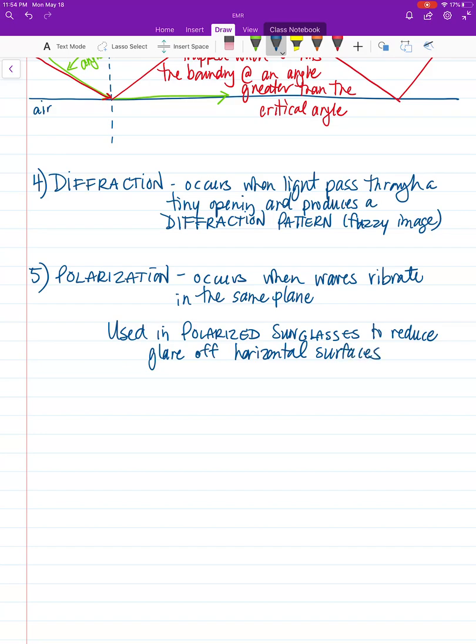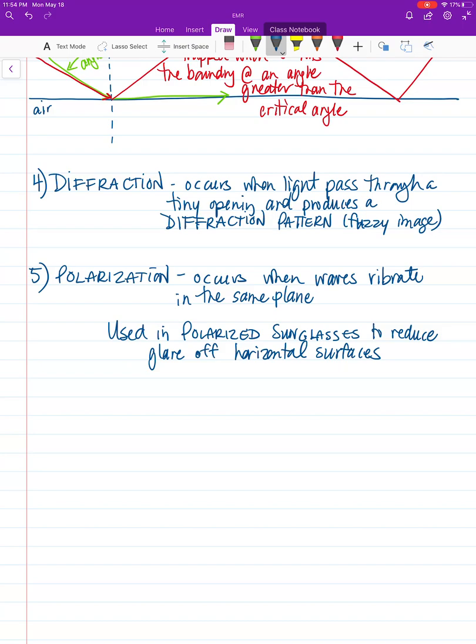And so First Nations in the north, they would create their own polarized sunglasses or glasses by using bone or wood and making tiny slits in them so that the light could only come in at one angle, and it'd make it easier to see. It would take away the glare off the snow.